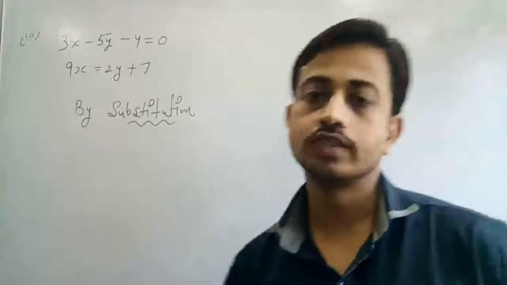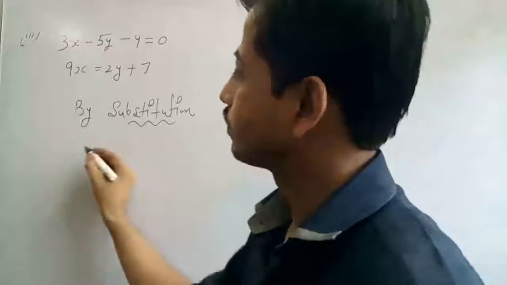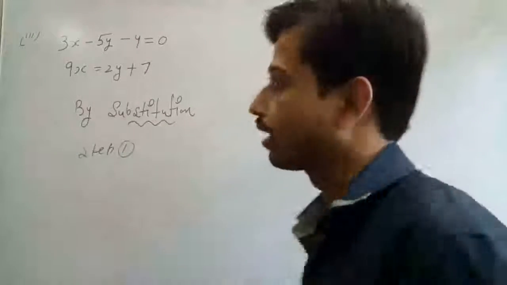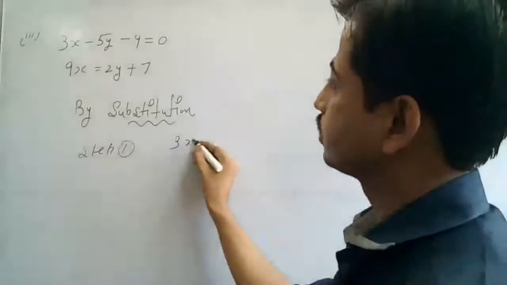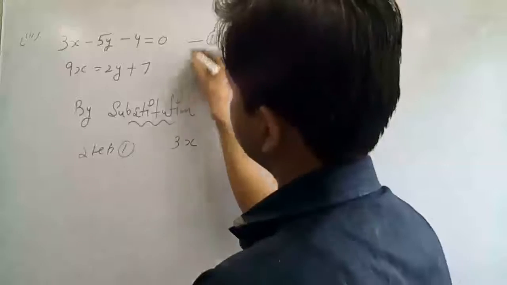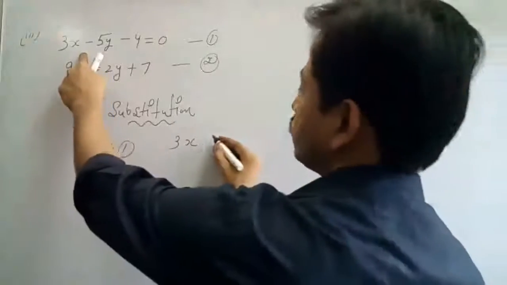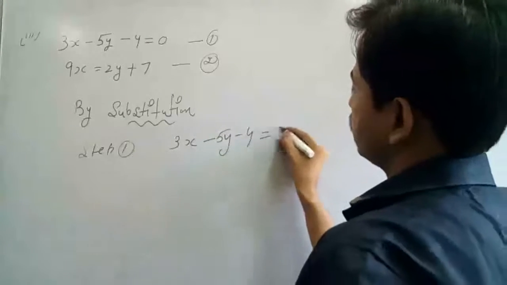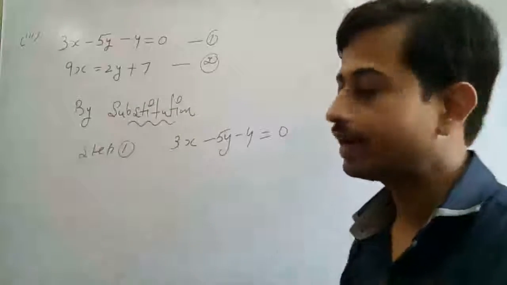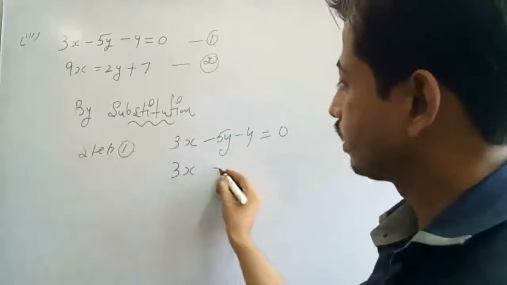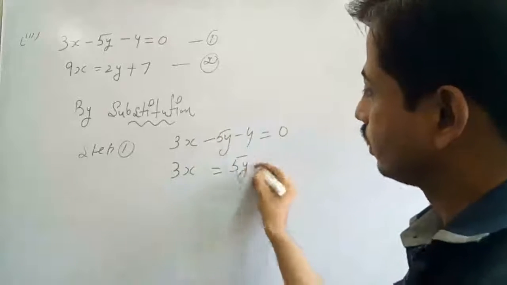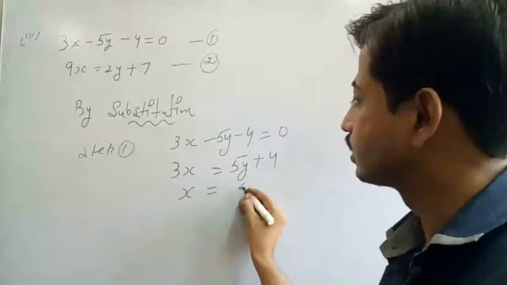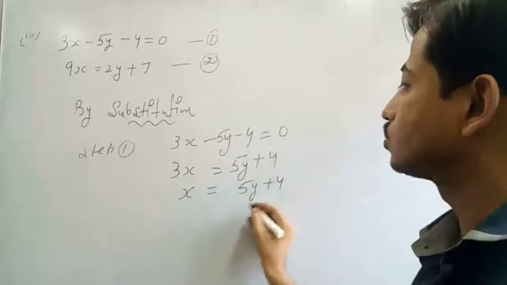Now I am going to take this by using the substitution method. You know what's step 1? Find out the value of variable x in terms of y by using equation 1. What is equation 1? This is our equation 1 and this is equation number 2. What's the equation? 3x minus 5y minus 4 is equal to 0, and once we get the value of x, that's why I am going to take this minus 5y on the right hand side. It becomes positive 5y, and this negative also becomes positive 4. Now what's the value of x? I have to take this 3 on the right hand side. It goes to the denominator part.